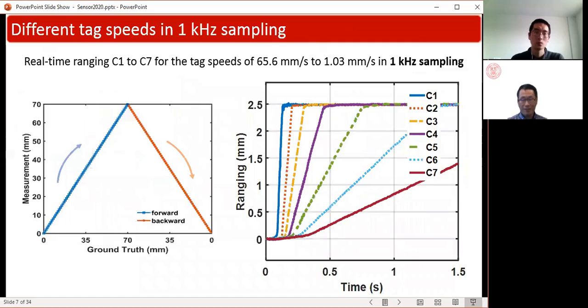Next slide. And also with 1 kilohertz sampling, you can track it when the tag is moving at different velocities, and it's still very accurate. You can see that you can go forward and backward in very high precision. The sampling rate for now is 1 kilohertz, but for these RF systems, it's no problem to go above 100 kilohertz, okay? That makes a lot of vibration sensing feasible.